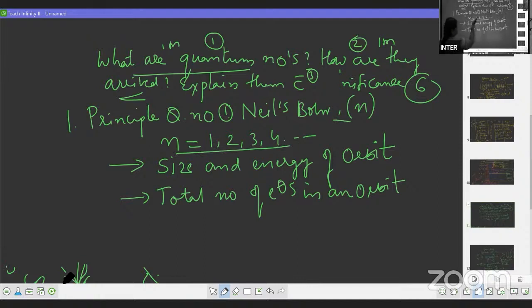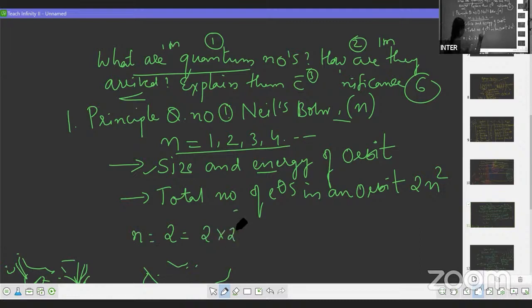So by looking at the value of this n you can come to know about the size and energy of the orbit and the total number of electrons in the orbit. This is given by the formula 2n square. Suppose you have the second orbit, and you need to find the total number of electrons in the second orbit. So what is the value? n is equal to 2. So 2 into 2 square, so 2 into 4.